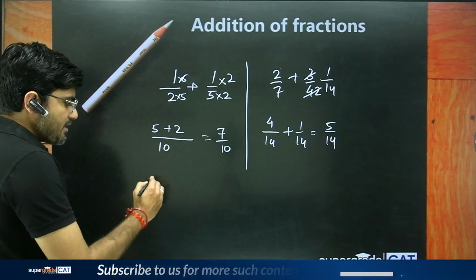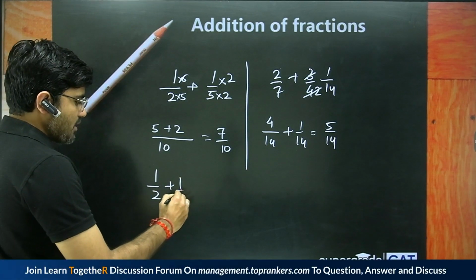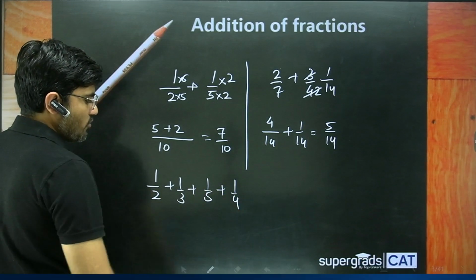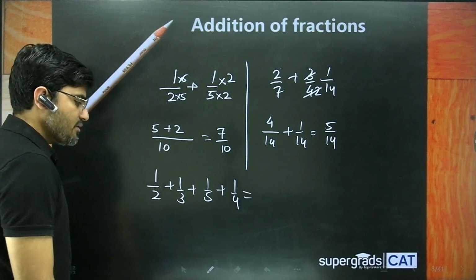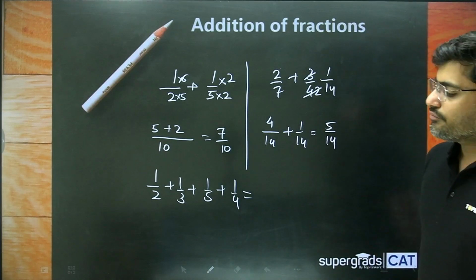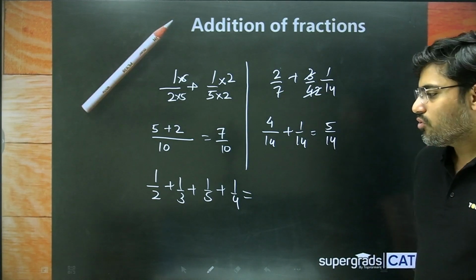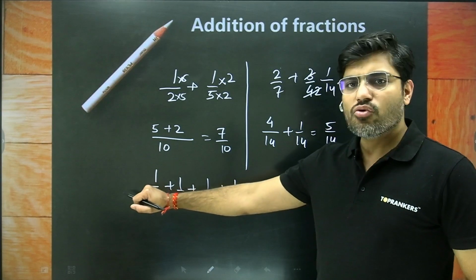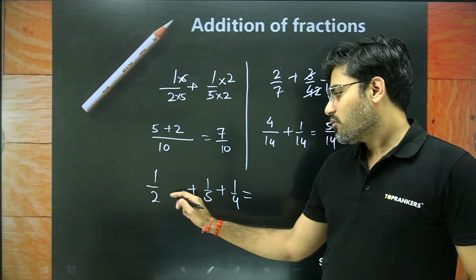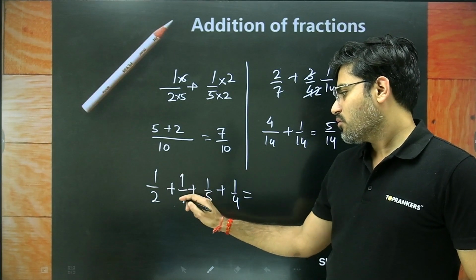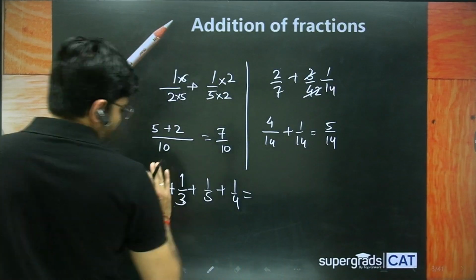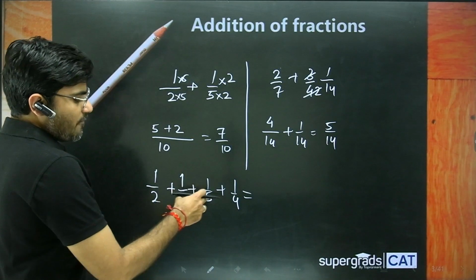Now, if I ask you to add 1 by 2 plus 1 by 3 plus 1 by 5 plus 1 by 4, what will be the sum total? Can you please tell me? So, what we need to do? We need to hide 2 and multiply this number by 3, 4, and 5. I need to hide 3 and then multiply this number by 5, 4, and 2.